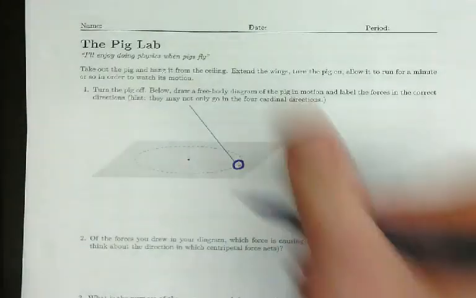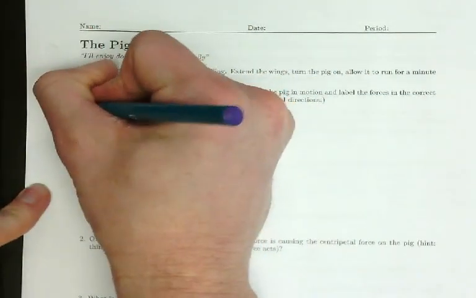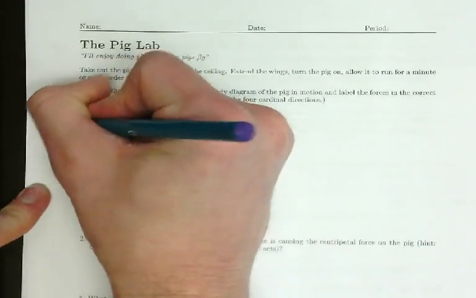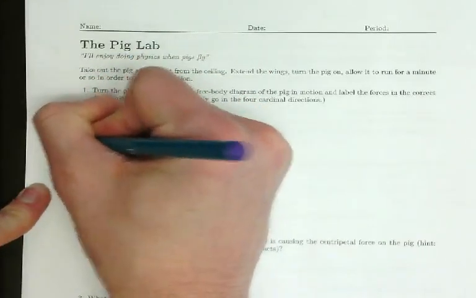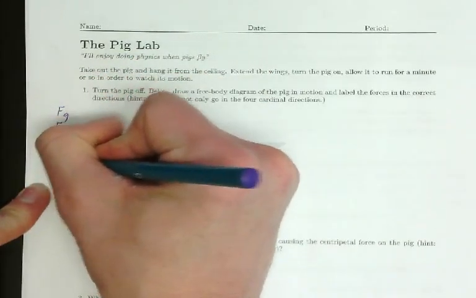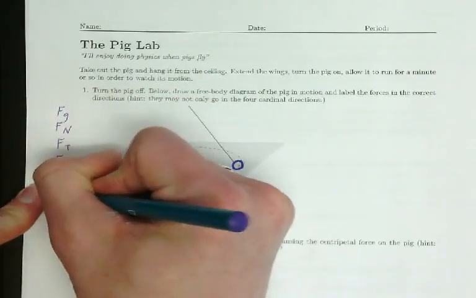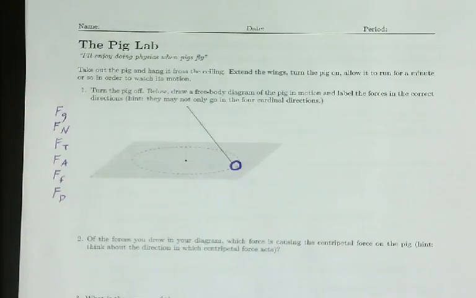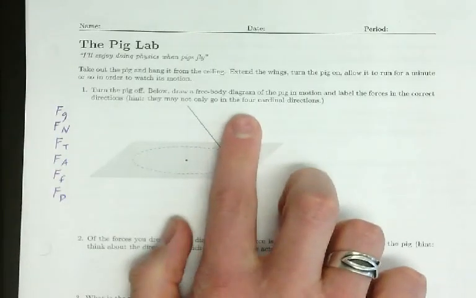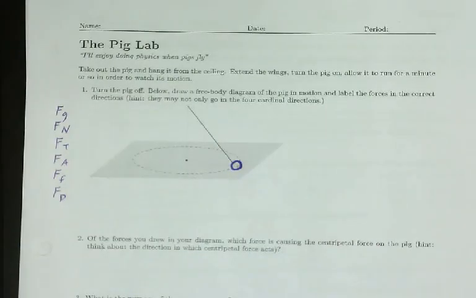Now, if you're wondering what your options are, they are gravity, normal, tension, applied, friction, drag. So those are your options for forces. And I gave a hint here. They're not necessarily going to be in the four cardinal directions. What I mean by that is they're not necessarily up, down, left, right. They could be at an angle. They could be forwards. They could be backwards.